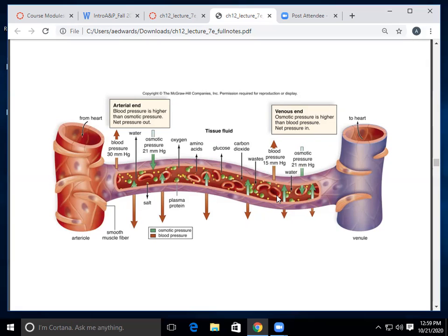at the arterial end, you have water leaving, okay, oxygen leaving, amino acids leaving. Okay, so you're distributing your nutrients. Because remember, you have a higher concentration of oxygen in the capillary than you do at the tissue. So that's how you get oxygen to your tissue. Okay, remember diffusion? All right. Same for your nutrients, your amino acids, and your glucose.